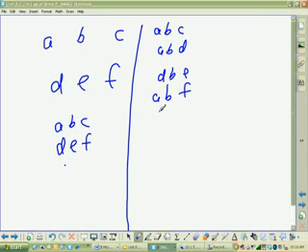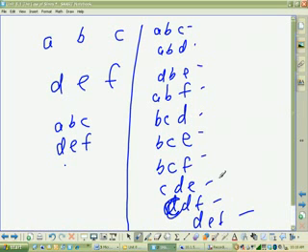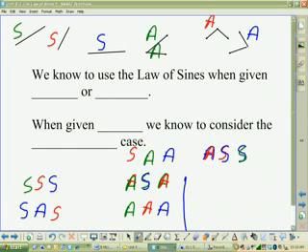This is a combination of B, C, D; B, C, E; B, C, F; C, D, E; C, D, F; and D, E, F. That's 1, 2, 3, 4, 5, 6, 7, 8, 9, 10. Any others? Position doesn't matter. All right. This is taking a lot longer than I want.